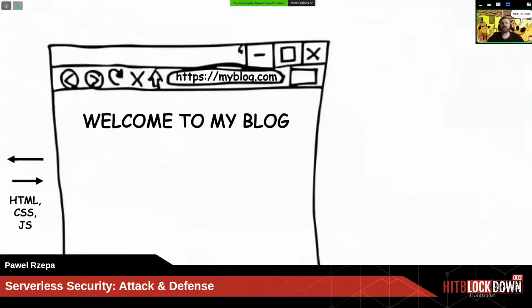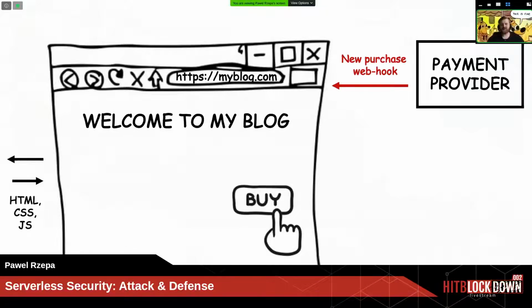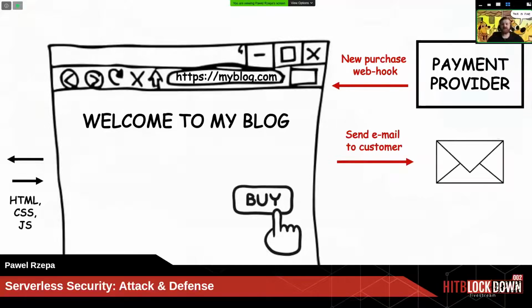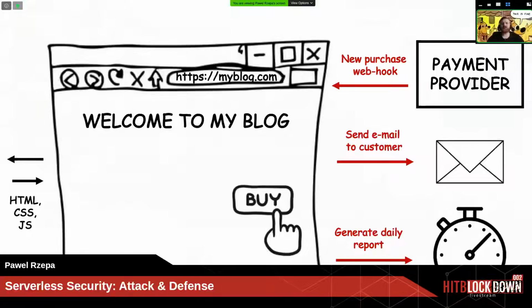For all those of you who are not familiar with the concept of serverless, let me quickly explain it to you on a very simple example. Imagine that you run your own blog for some time using just static content like HTML, CSS, and JavaScript. Then you decide to put there a buy button to sell your course. That means that you now have to confirm that the customer paid for your course by implementing a webhook and handling the confirmation from the payment provider. Then you have to send an email to your customer with the access token to your course, right? And finally, you probably would like to get a daily report regarding how many courses you've already sold.